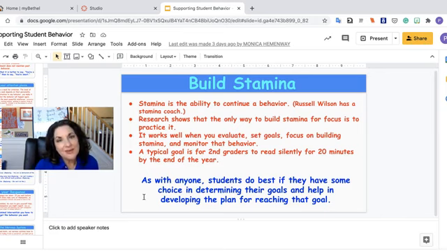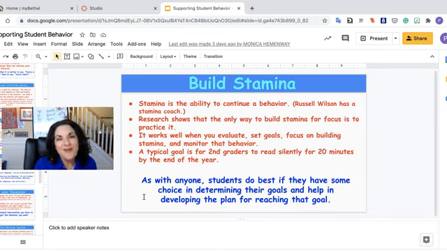Like any behavior, in order to build that behavior, we have to evaluate where we are, set a goal, make a plan, and work toward that behavior. Research is very clear that the only way we can build focus is to practice focus, just like any other skill. So we can help our kids start learning about stamina and work with them to build stamina. A typical goal for a second grader is to be able to read silently for 20 minutes. At the beginning of kindergarten, if kids can sit and look at a book for 5 minutes, that's great for a lot of them. So building that stamina.